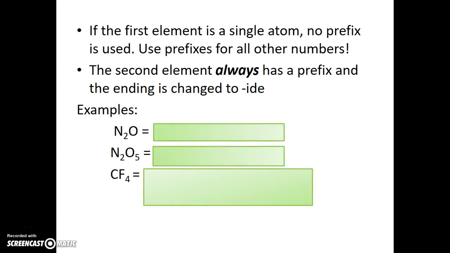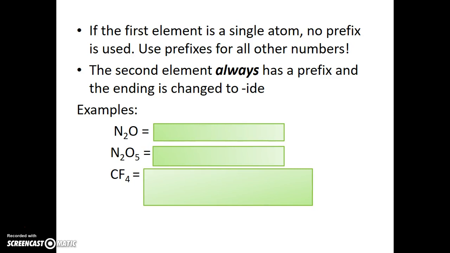There is one other rule, and that is that the first element will only get a prefix if it's a number other than 1. The second element always has a prefix, no matter what the number of atoms is. And again, because it's a nonmetal at the end of a compound, we still use the "ide" ending.